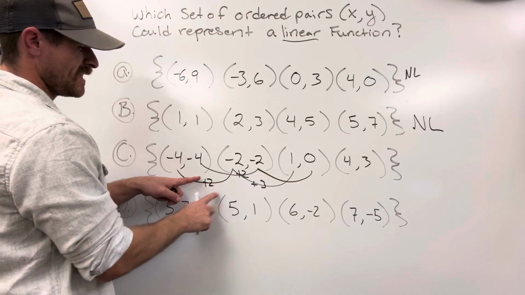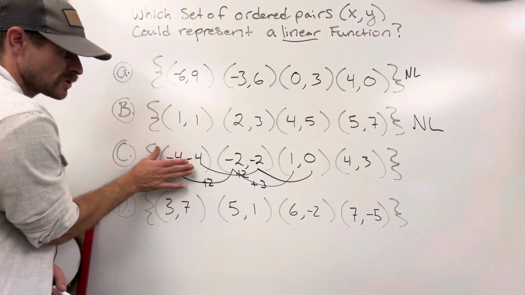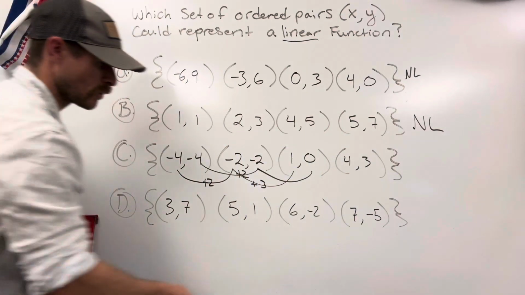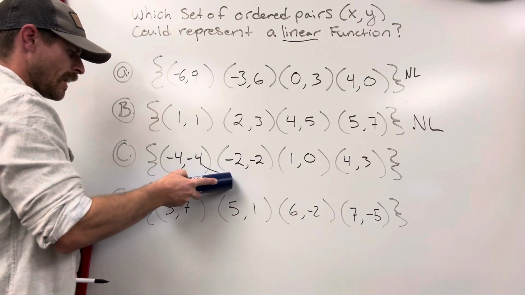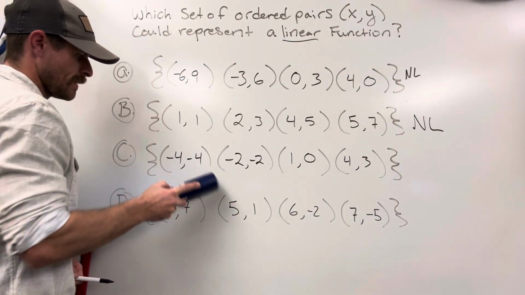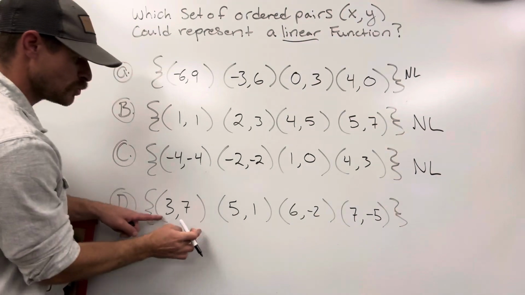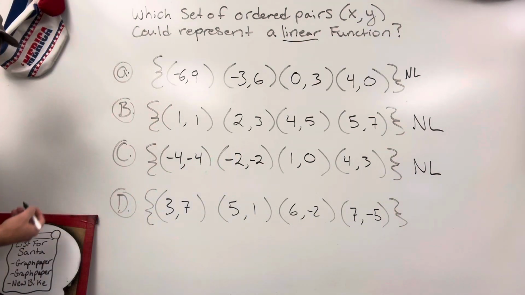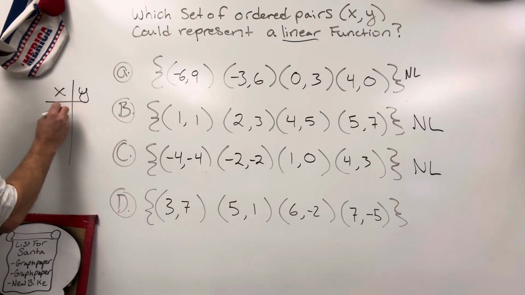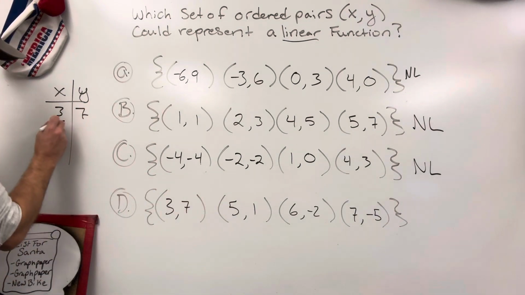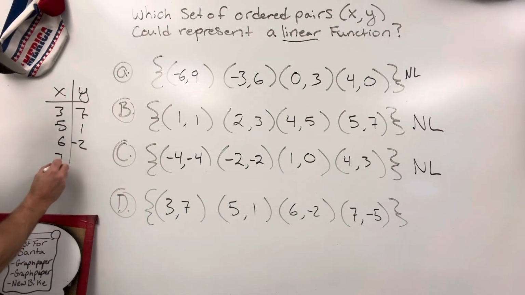But notice that everything's kind of drawn on top of each other. It's a lot more difficult to keep things organized when it's written out as a list of ordered pairs like this. So this one would also not be linear. Now our assumption would be one of them's got to be linear. Don't just be so quick to judge. Make sure you check it. So let's go and we'll do the table with this last one. So I'm going to make an X and a Y column. 3, 7, 5, 1, 6, -2, and 7, -5.